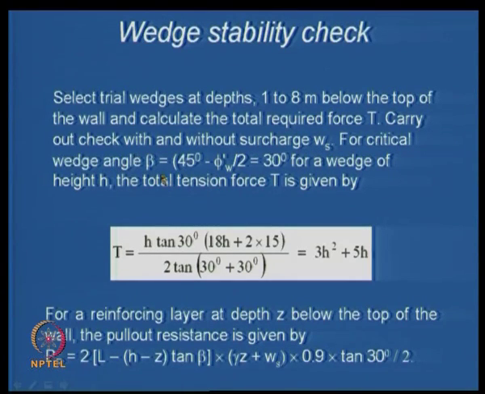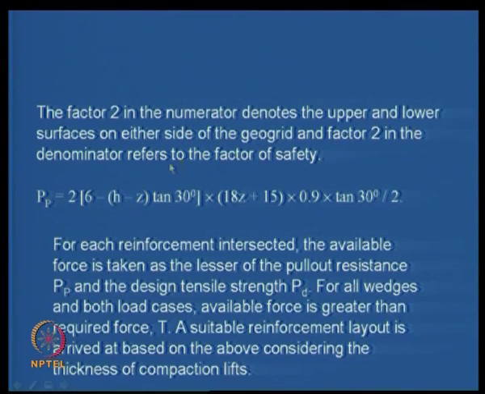As just mentioned, there is an equation for a critical angle, and this is the expression that we have. For any reinforcing layer at depth z below the top of the wall, the pull-out resistance is given by this number. So, this is behind the retaining wall, behind the failure zone, in the anchorage length we call it, you calculate the passive resistance. So, you get all this information, and we make all these calculations.